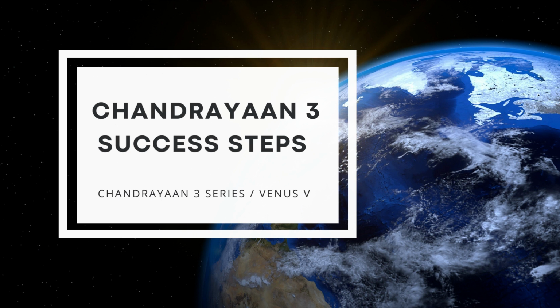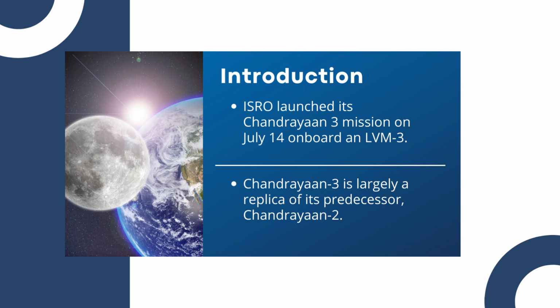In today's video, we will discuss Chandrayaan 3 and the failures of Chandrayaan 2 and much more. Without any delay, let's go into the subject. As you all know, ISRO launched its Chandrayaan 3 mission on board an LVM-3 launch vehicle, Mark III, whose properties were discussed in much more detail in yesterday's video. Chandrayaan 3 is very largely a replica of its predecessor Chandrayaan 2, which was launched in July 2019 in the form of an orbiter and a lander Vikram bearing a rover Pragyan also.